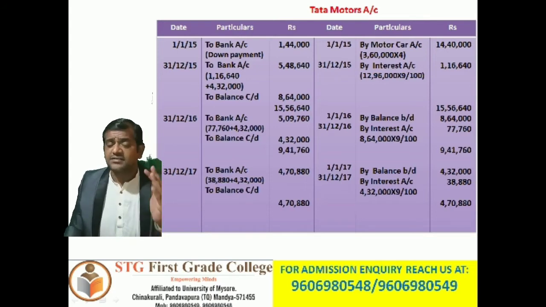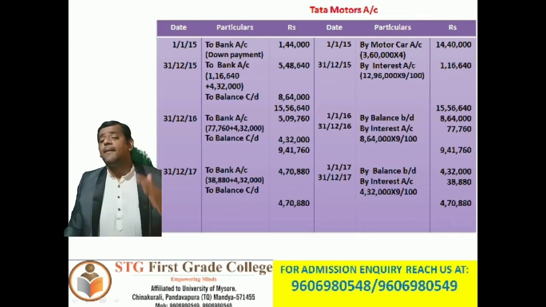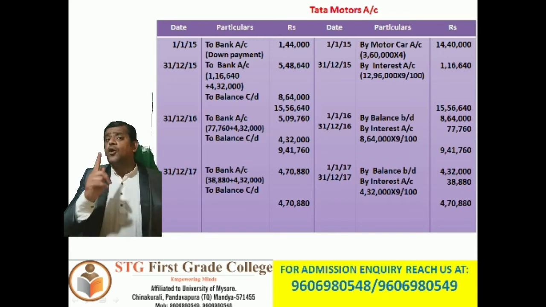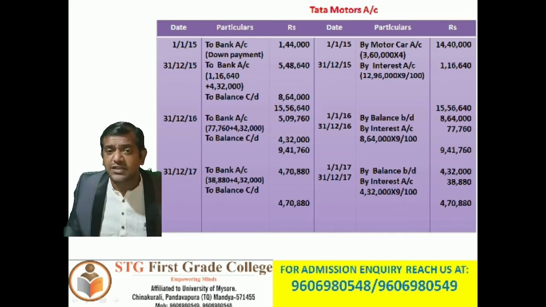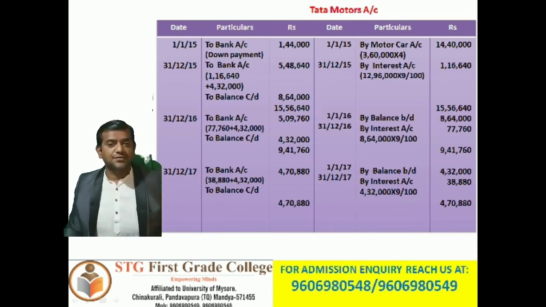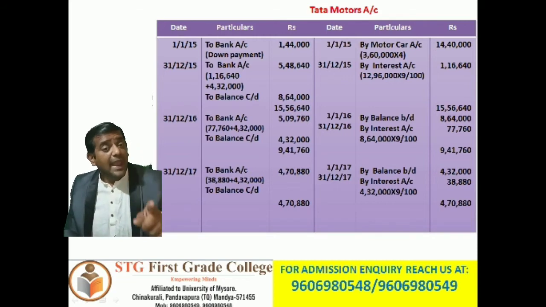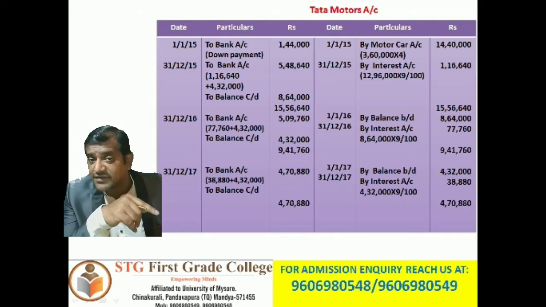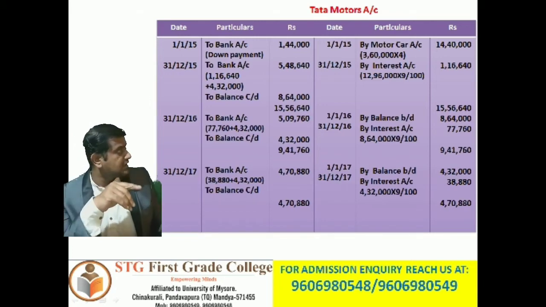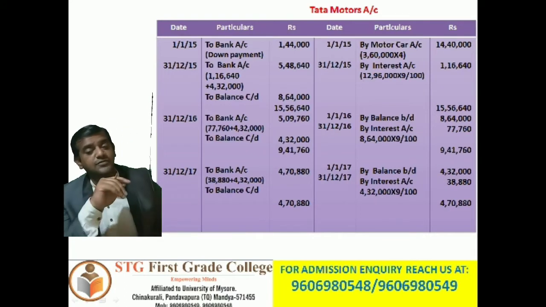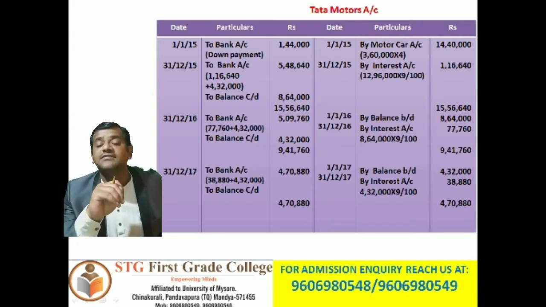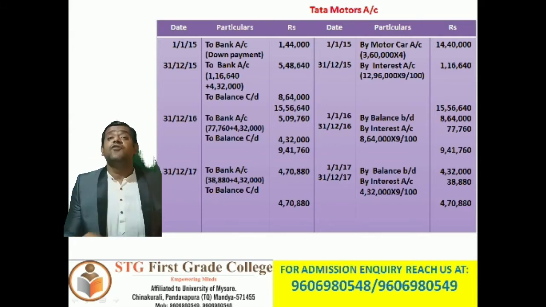On the year end, that is 31st 12/2017, by interest account, open the bracket and write 4,32,000 into 9 divided by 100. So how much is the interest now? 38,880, correct? 38,880. Now total the credit side amount column of the 2017 year. So that is 4,32,000 plus 38,880 rupees. So the total you're going to get is 4,70,880.